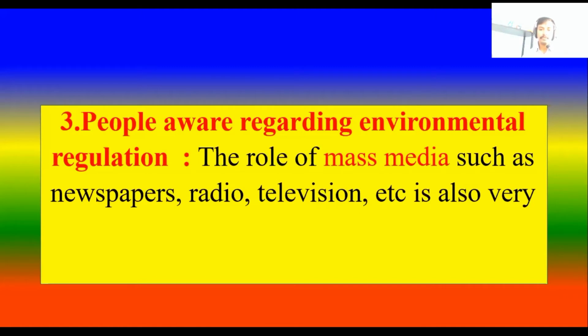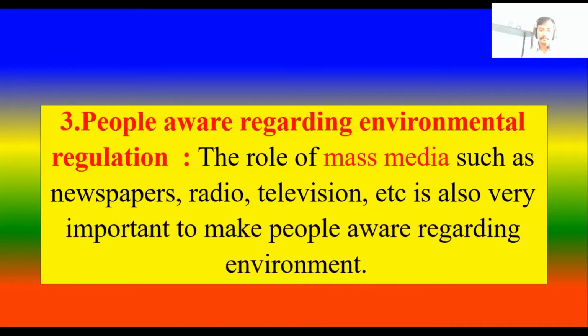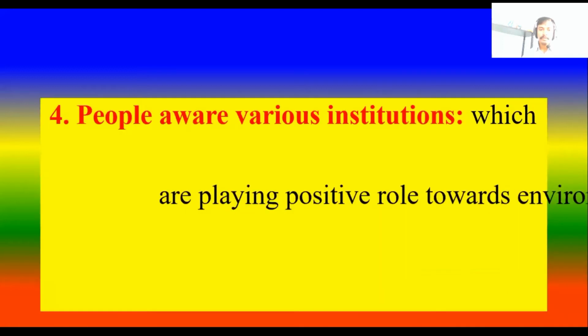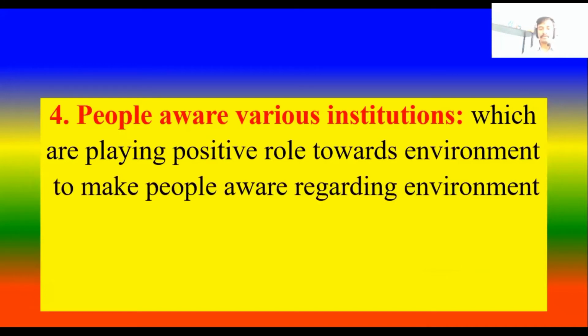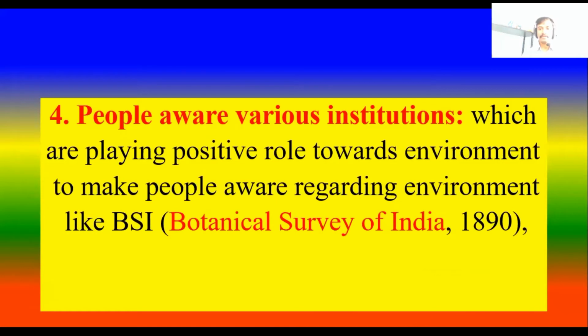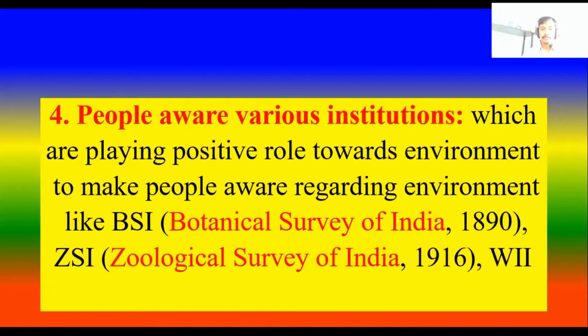Then by using mass media, newspaper, radio, television, and nowadays Facebook, Twitter, etc., people become aware. Various institutions: India has different types of institutions that protect every type of environment. For example, the Botanical Survey of India, BSI, and the Zoological Survey of India, 1966. These are the two important institutions. They protect plants and animals, and preserve, identify, and classify these biological environments.